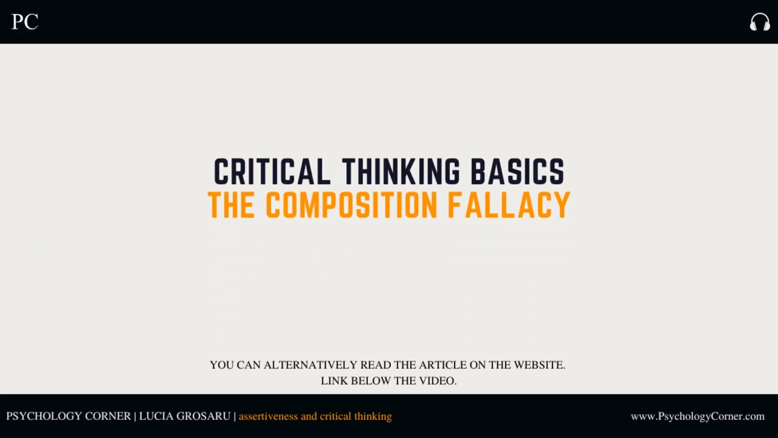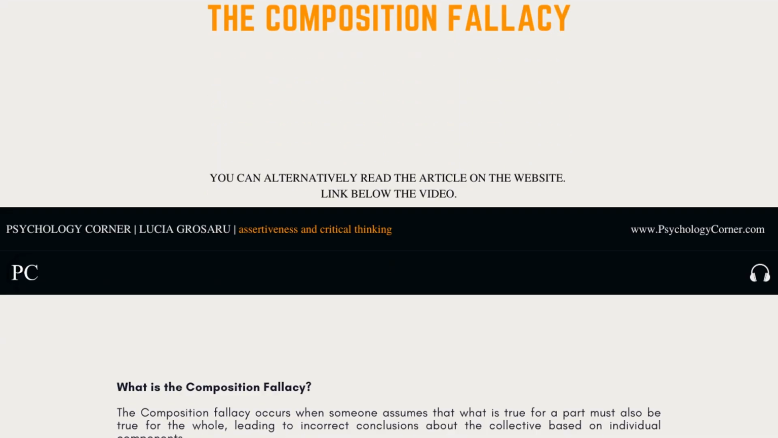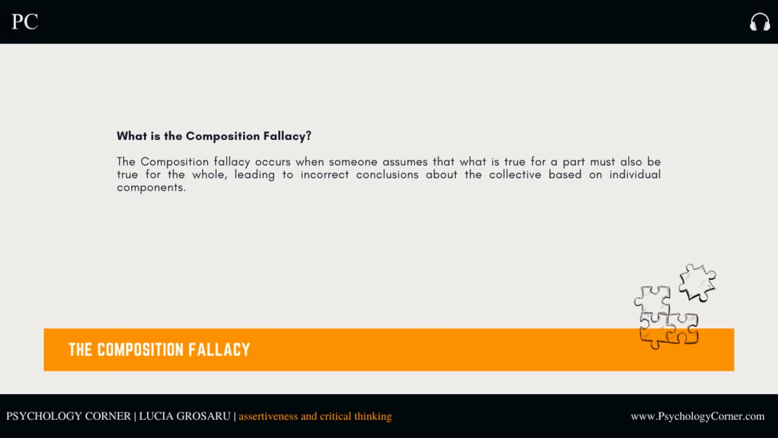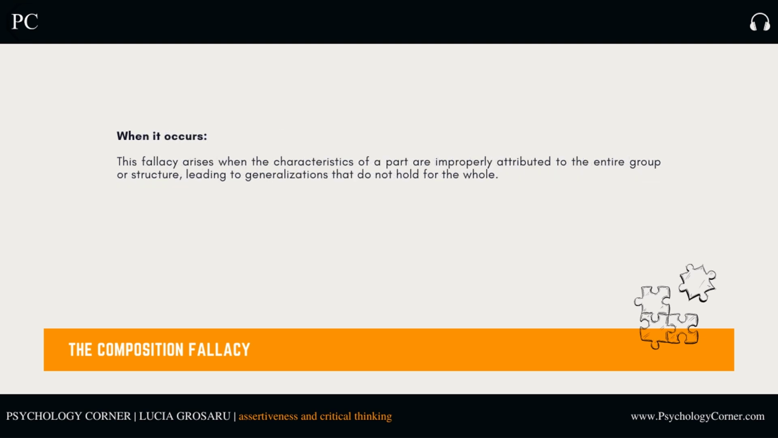What is the composition fallacy? The composition fallacy occurs when someone assumes that what is true for a part must also be true for the whole, leading to incorrect conclusions about the collective based on individual components. This fallacy arises when the characteristics of a part are improperly attributed to the entire group or structure, leading to generalizations that do not hold for the whole.